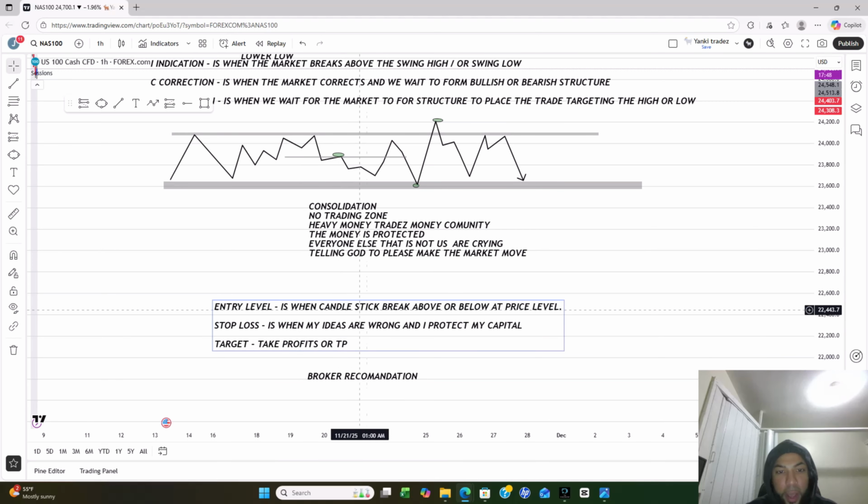Entry level is when the candle breaks above or below price action. A stop loss is when my ideas are wrong and I protect my capital. Target, take profit, or TP.